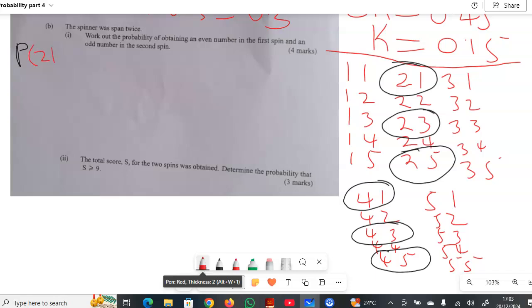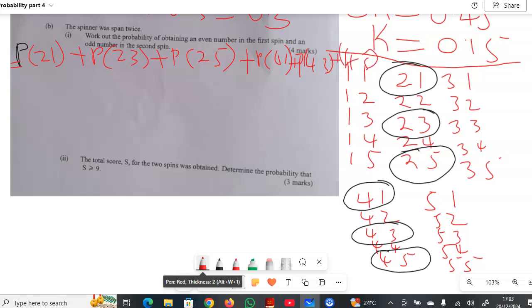So we have probability of 2, 1, we add probability of 2, 3, probability of 2, 5, and probability of 4, 1, probability of 4, 3, and then probability of 4, 5.